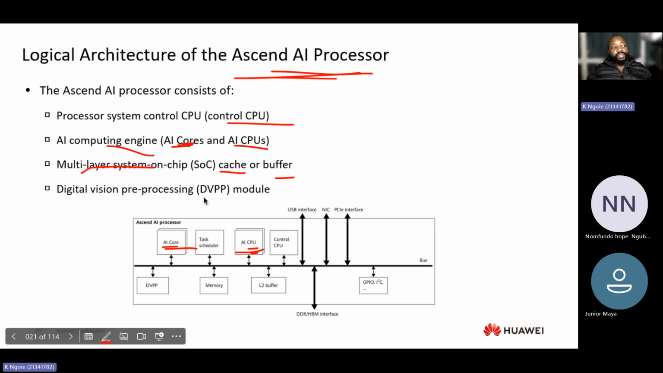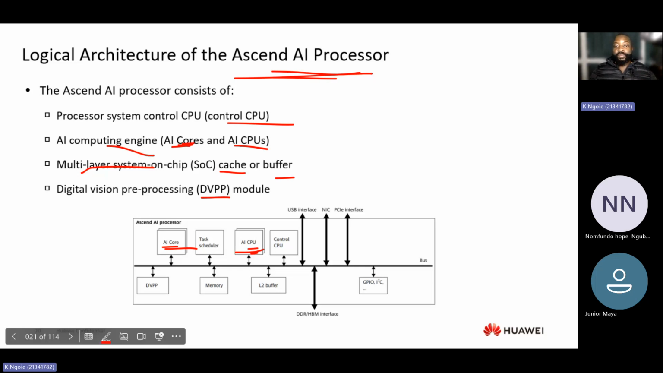We also have the DVPP, which is the digital vision preprocessing module, which will focus more on the graphical part of the processor. You need to understand that these chips are built both for training and for inference. So they will support all the data centers, the edge, and all the scenarios that we're going to have.